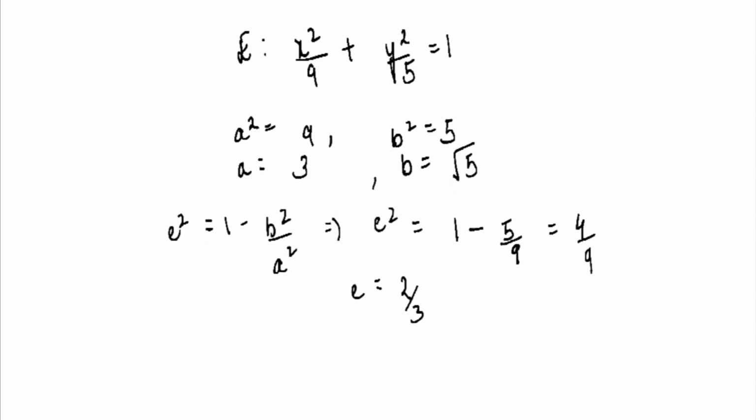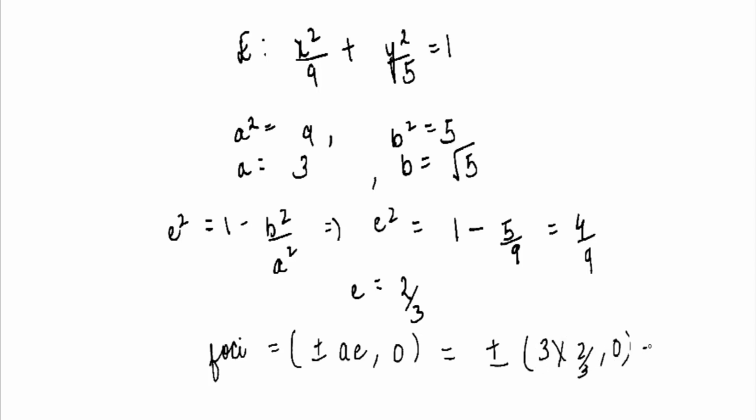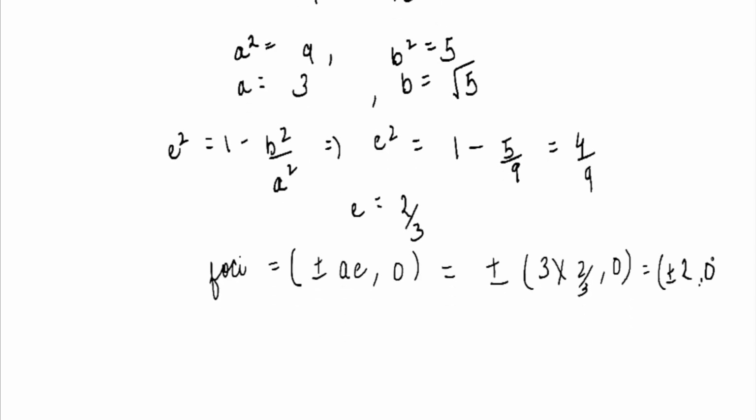Now let's consider the foci. What would be the foci? The foci would be equal to plus minus ae comma 0, where a is 3 and e is the eccentricity, 2 by 3. So it is plus minus 2 comma 0. Now this is the focus.